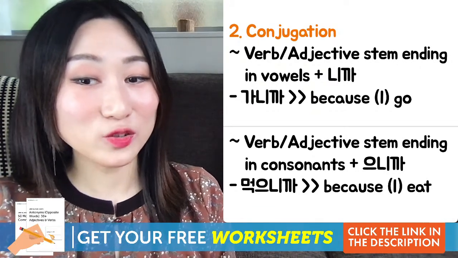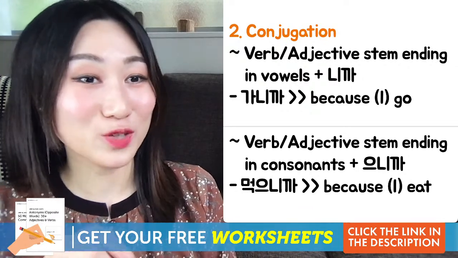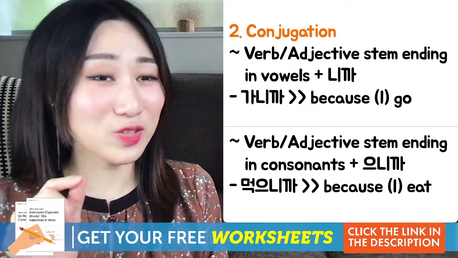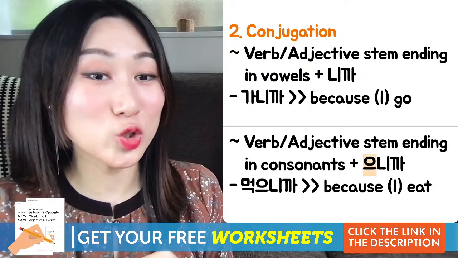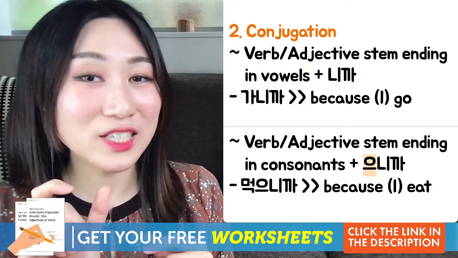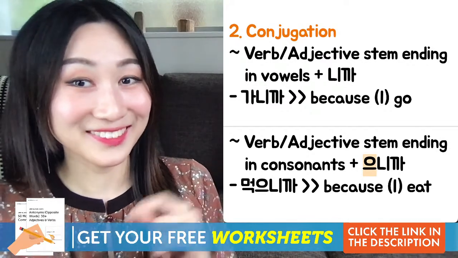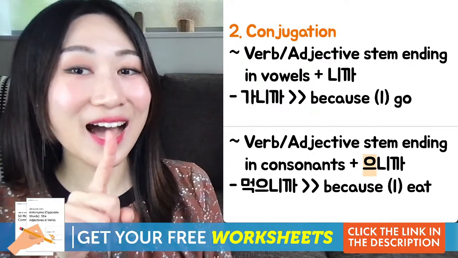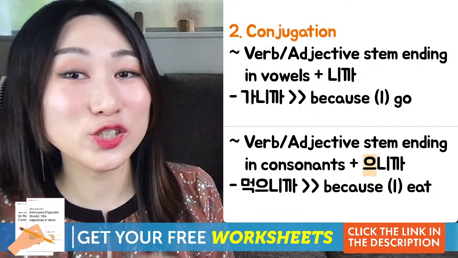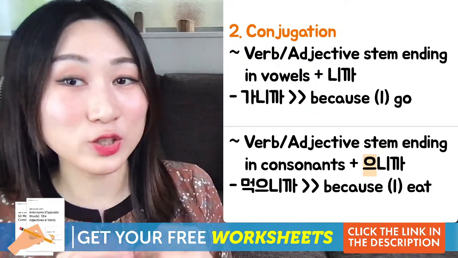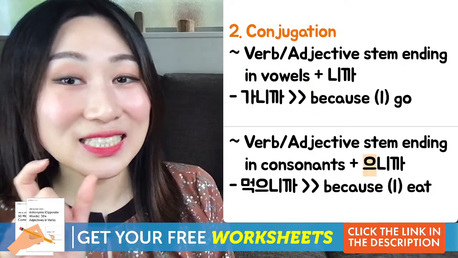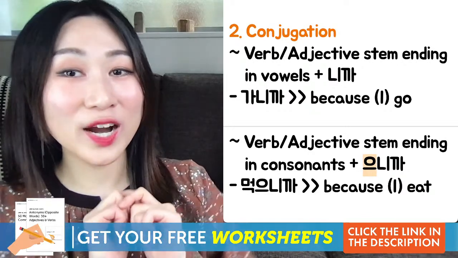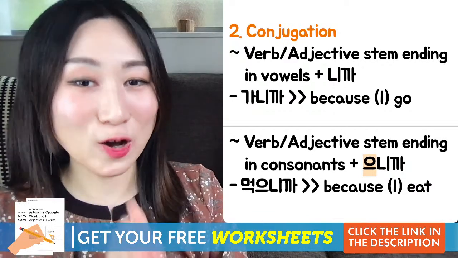It's very similar to other Korean conjugations, right? When something ends in a vowel, we use this. When something ends in a consonant, we often use conjugations that start with ㅇ, like this. So there are two, 니까 and 으니까. We use 니까 with a verb or adjective stem ending in a vowel, and 으니까 with a verb or adjective stem ending in a consonant.